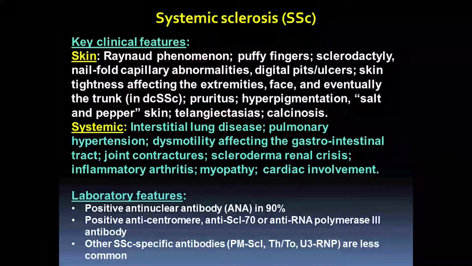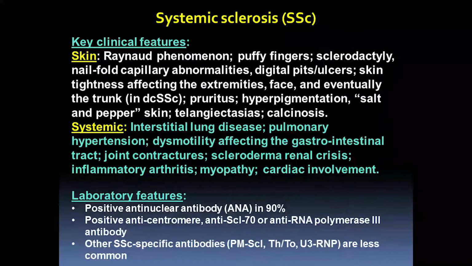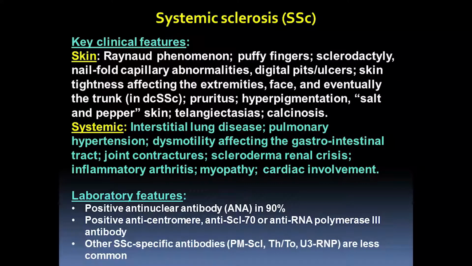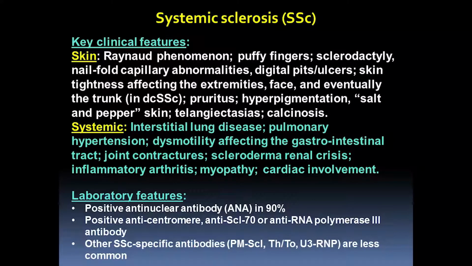The key clinical features that will be relevant for a dermatologist are the skin manifestations. Oftentimes patients start with Raynaud phenomenon, and soon after that they develop some puffiness of the fingers. Sclerodactyly comes later. Nail fold capillary abnormalities are something that we evaluate in somebody presenting with Raynaud phenomenon in the clinic, as we are trying to ascertain whether this is primary or secondary Raynaud's. We have a capillaroscope, and we look at those. Later on, patients develop digital pitting scars and ulcers.